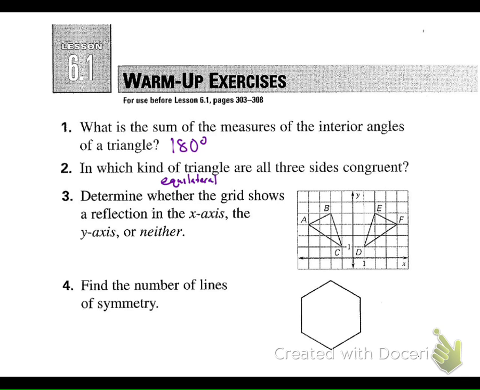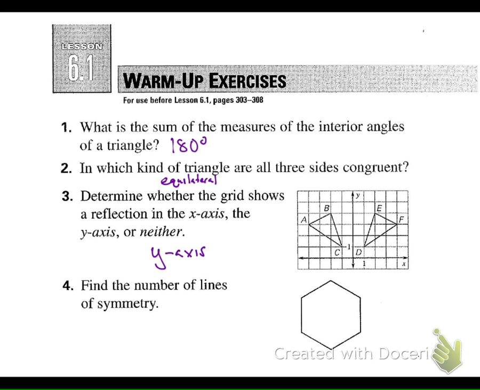Okay. Determine whether the grid shows a reflection on the x-axis, the y-axis, or neither. It's going to be the y. You see, if you folded it over the y-axis, it would lie on top of itself. And then determine the number of lines of symmetry. It's been a little while since we did this. Does anybody want to share what they wrote down?